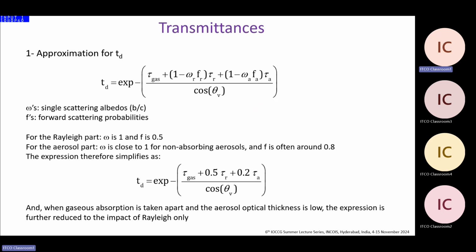So far, quite often approximations are used to calculate this transmittance. So the small t, the diffuse transmittance. As you can see, it's again a function of the optical thickness, the single scattering albedo, and this little f, which is the forward scattering probability for Rayleigh, with the R, and for the aerosols. Very often these parameters are taken as constants and the equation is simplified.